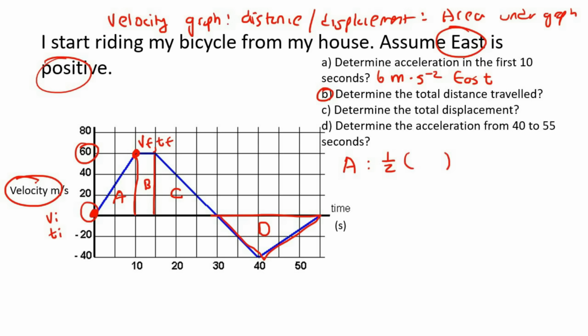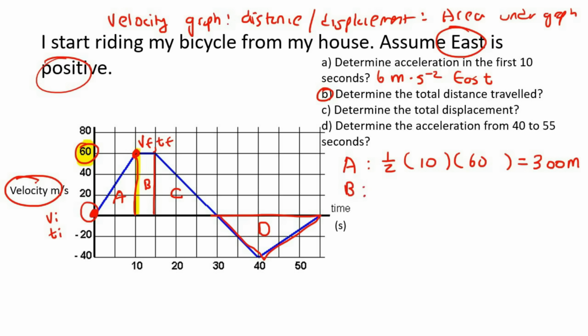Okay, so for section A, it's a triangle, so we're going to go half base times height. The base length would be from here to here, which is 10 seconds. And then the height of the triangle is going to be that part, and so that's going to be 60. So we're going to put 60 over there. If we work this out, we end up with 300. Now remember, we're working out distance and displacement, so that's meters.